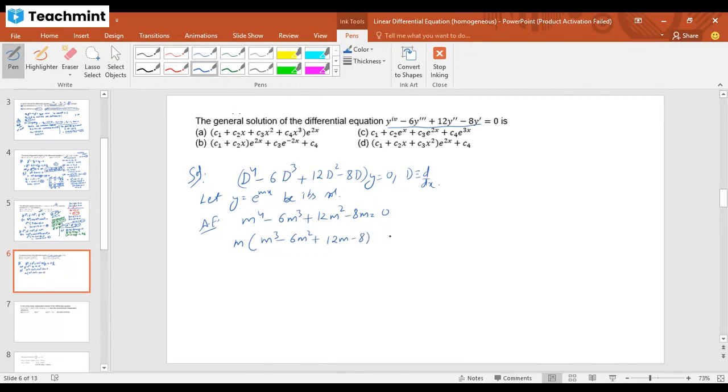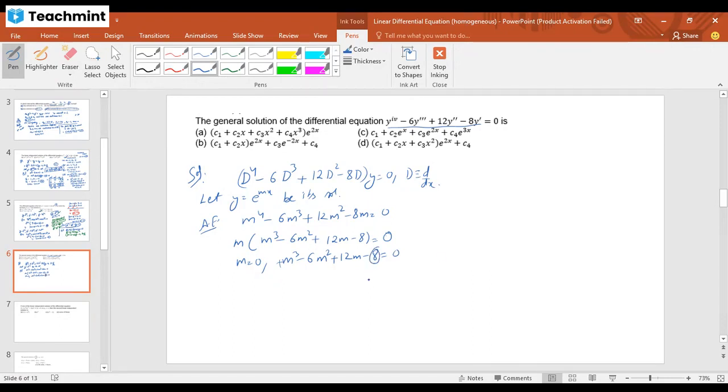So from here we get an idea that one of the roots is 0, m equal to 0, and the rest is a cubic polynomial, 6m square plus 12m minus 8. So one of the roots is 0, and now to find the other three roots. Here we find that we have alternate signs, plus, minus, plus, minus. So it means that all the roots are either positive or some of the roots are complex also. And here the constant term is 8.